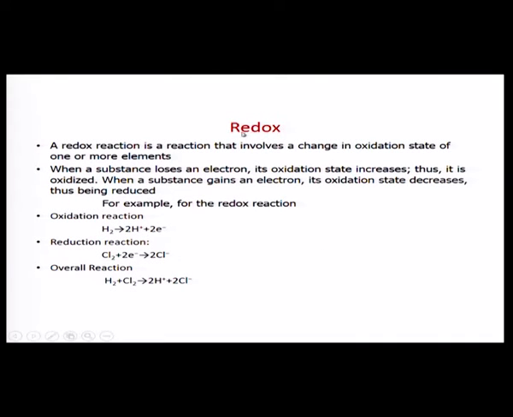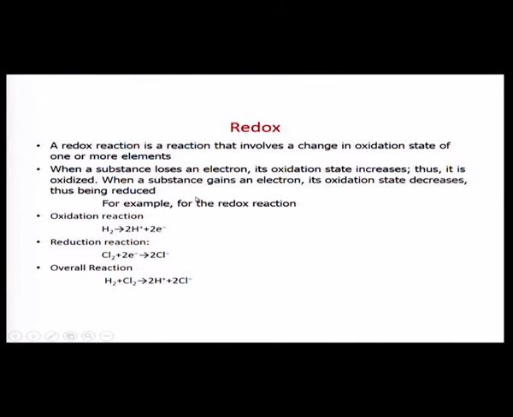These reactions are usually known as redox reactions, and they involve a change in the oxidation state of one or other elements. There will be a change in the oxidation state of the particular element. When a substance loses an electron, it is said to be oxidized. That is, its oxidation state increases when it loses an electron, and because of this it is oxidized. Whereas when a substance gains an electron, its oxidation state decreases, and because of this it is reduced, and this is known as a redox reaction.